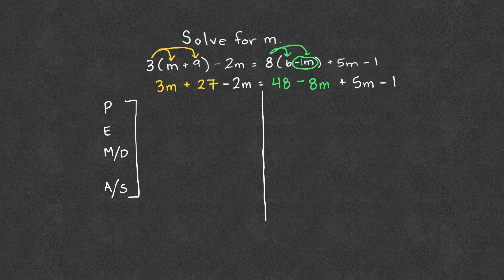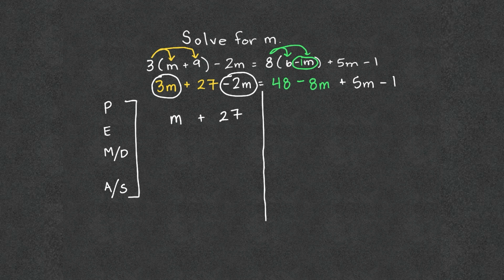Now, some of us may be confused as to where to go from here. I like to draw a line down the middle to remind myself that both sides have to stay balanced, so that what I do to one side, I make sure I do to the other. But before we do anything, we really want to simplify our like terms on the left side and on the right side. On the left side, I have a 3m and a minus 2m. 3 minus 2 leaves me with just 1m. So I have m plus 27, because this plus 27 just comes down. There was nothing to combine it with.